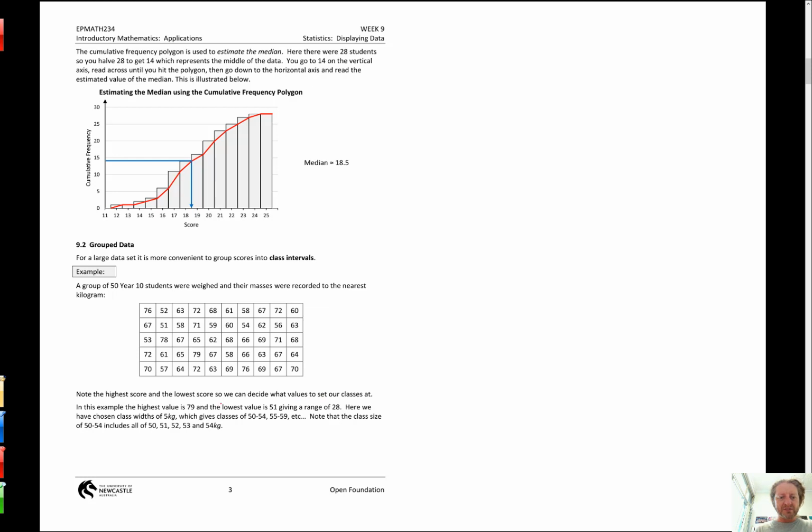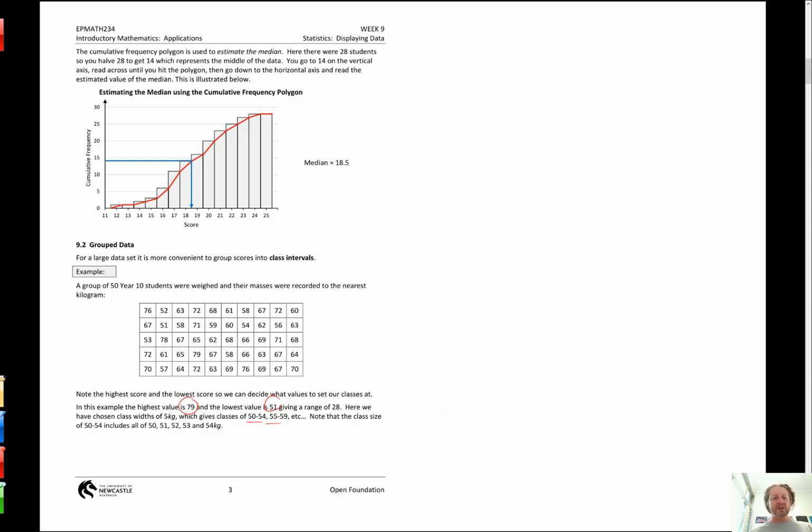What's happened is here, they've suggested to choose class widths of 5 kilos. They've said, look, the data goes from, the lowest is 51, the highest is 79. Make some groups. Instead of just listing 51 all the way through to 79, which would be too many rows, or just involved, lots of rows, we're just going to make it in groups. And the groups they've decided are 50 to 54, 55 to 59, etc.